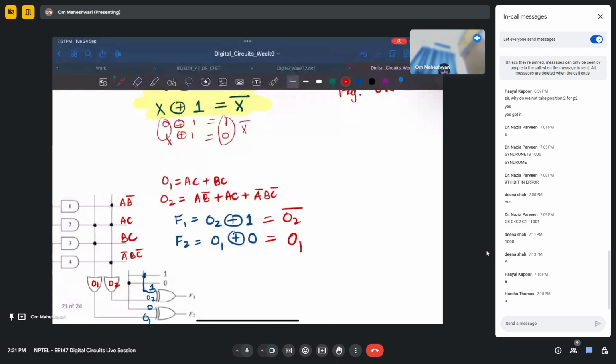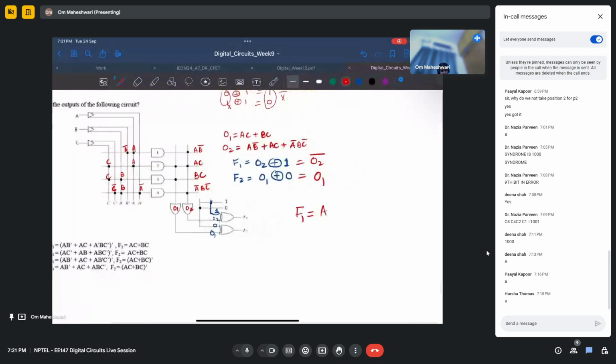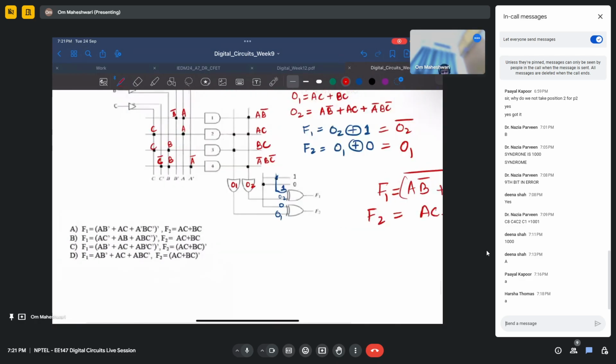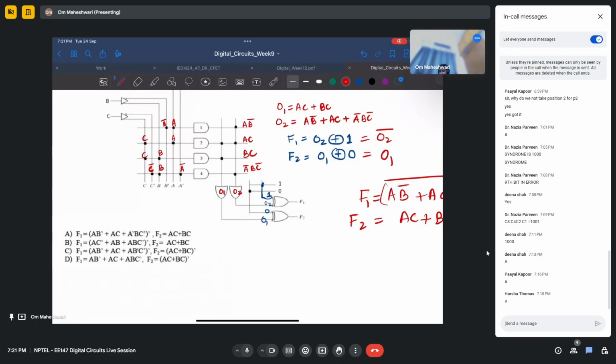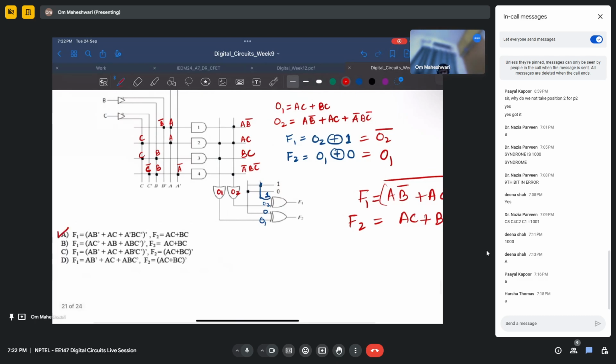So your F1 should be AB bar plus AC plus (A bar B C bar) whole bar, and F2 would be AC plus BC. So AB bar plus AC plus (A bar B C bar) whole bar. This is option A.